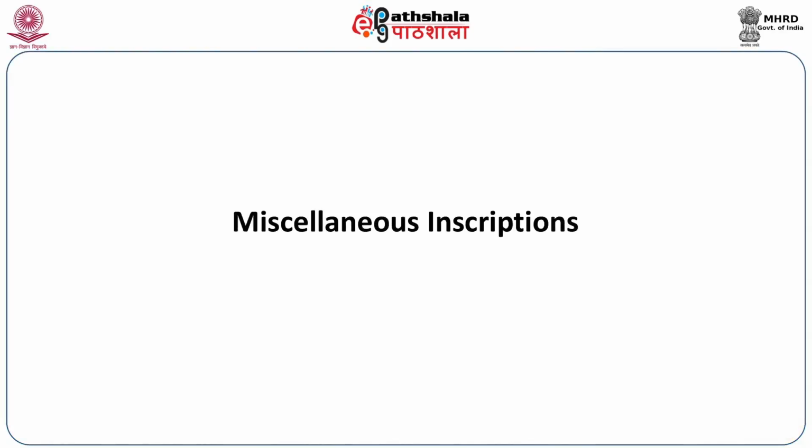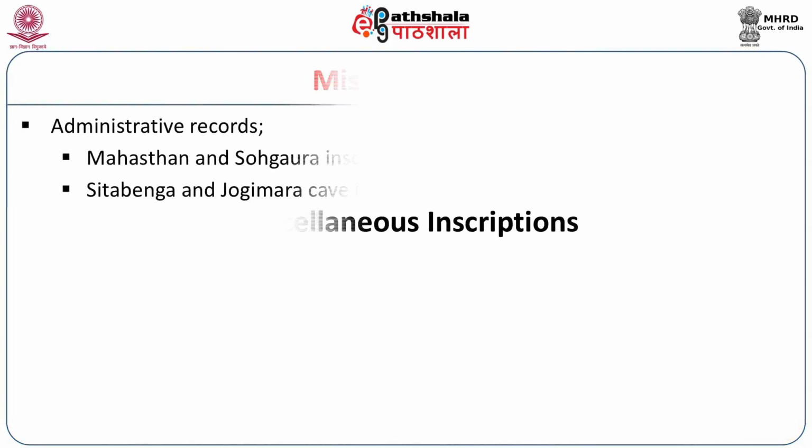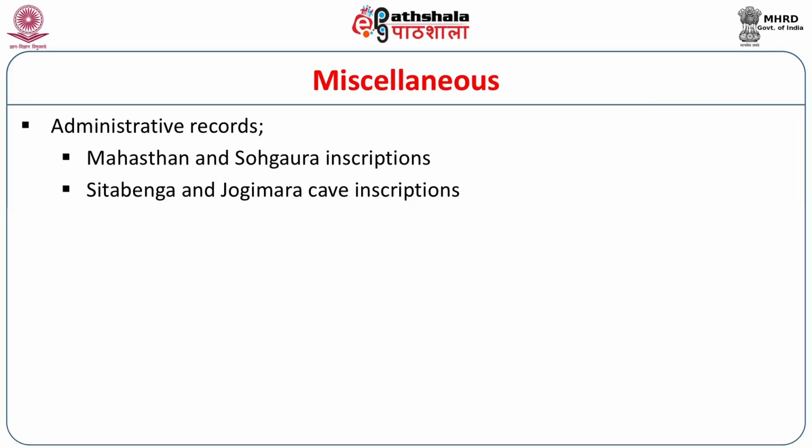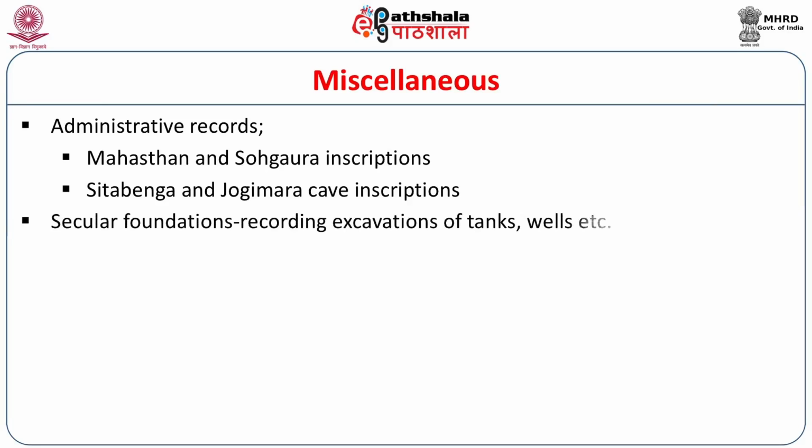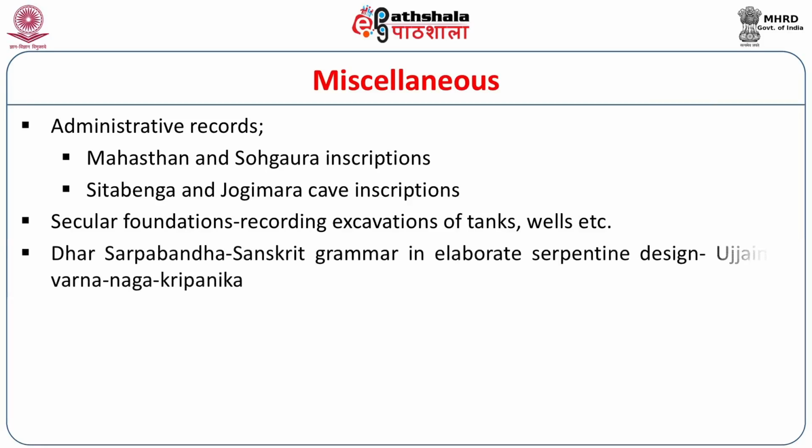to Bengal and Bangladesh. Now we have moved on to the last category, which is the miscellaneous category. As I had already mentioned, in the miscellaneous category, we can include everything which cannot be included in the previous 9 categories. So, among these, the major ones are the administrative records, that is the Mahasthan and the Sogoda inscriptions. And we also can include other inscriptions like the Sitabenga and the Jogimara inscription, the secular foundations recording excavations of tanks, wells, etc., which do not have any other kind of character, donative or royal or any panegyrics added to them. These can be mentioned.